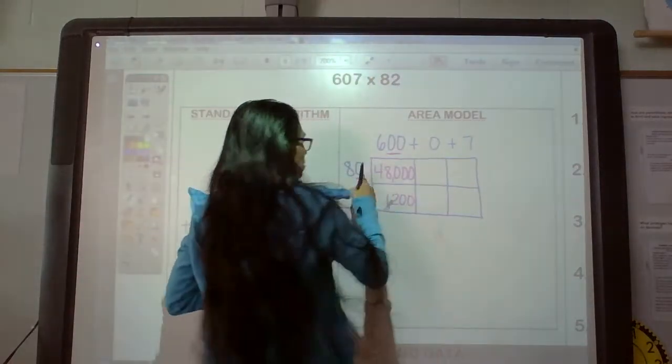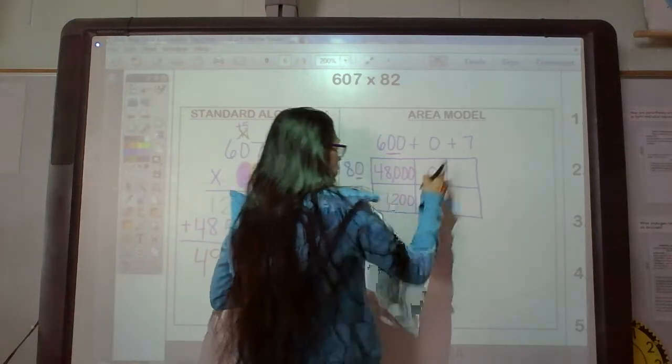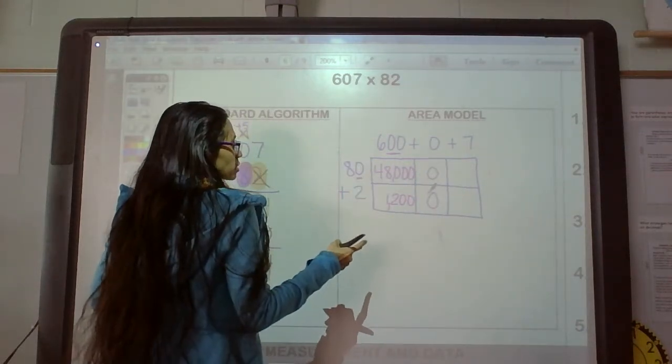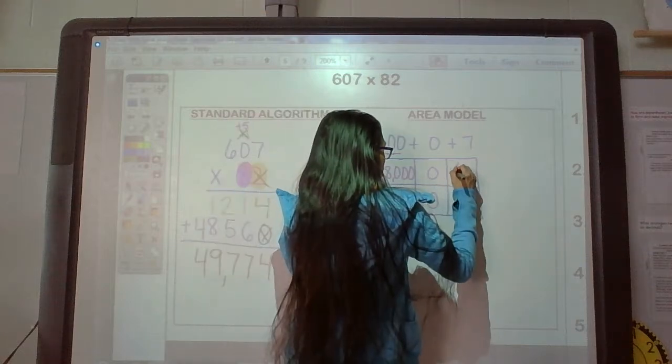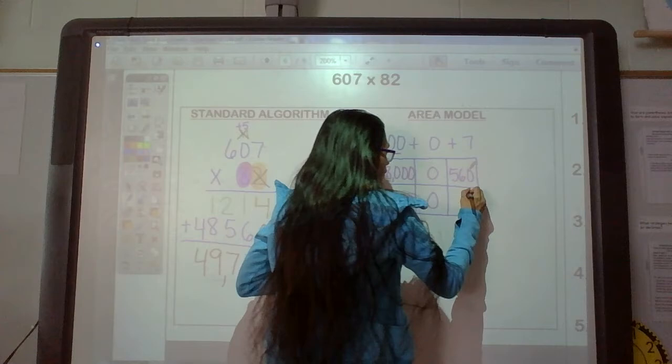All right, 0 times 80. Okay, we know that's 0. 0 times 2, that's 0. 7 times 80 is what? 7 times 8 is 56. Add a 0. 7 times 2 is 14.